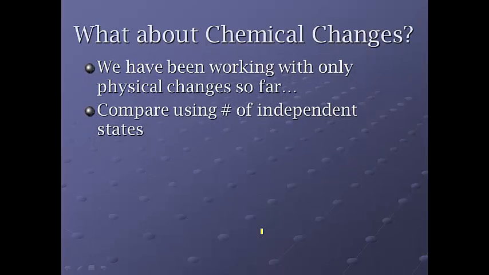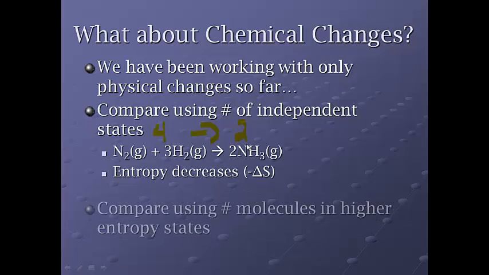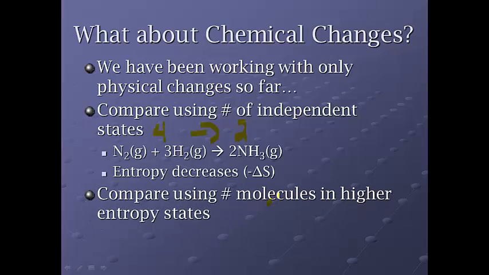Well, we've been working only with physical changes, comparing using the number of independent states, which just makes it simple. If we look at the Haber process, entropy will decrease. You have a negative delta S, and that's simply from the fact that we're going from 4 moles of gas to 2 moles of gas. So just like positional changes that we've seen before, we compare using number of molecules in higher entropy states, which, as we've seen, really is the gases that trump.